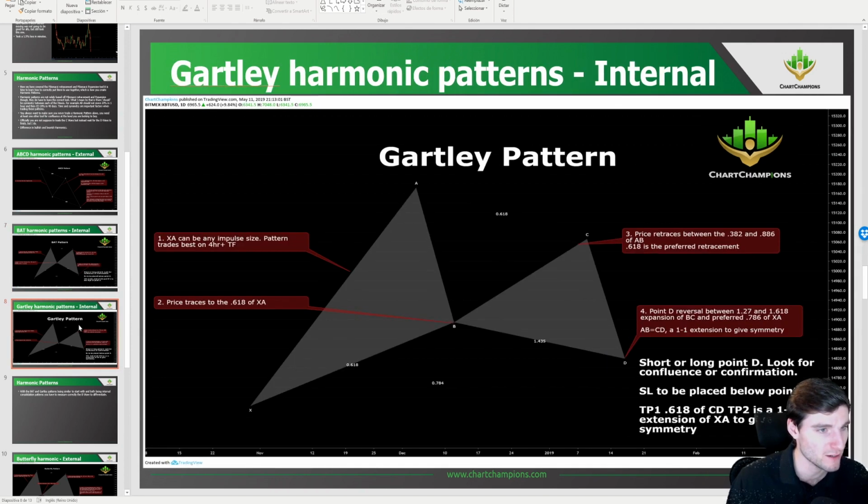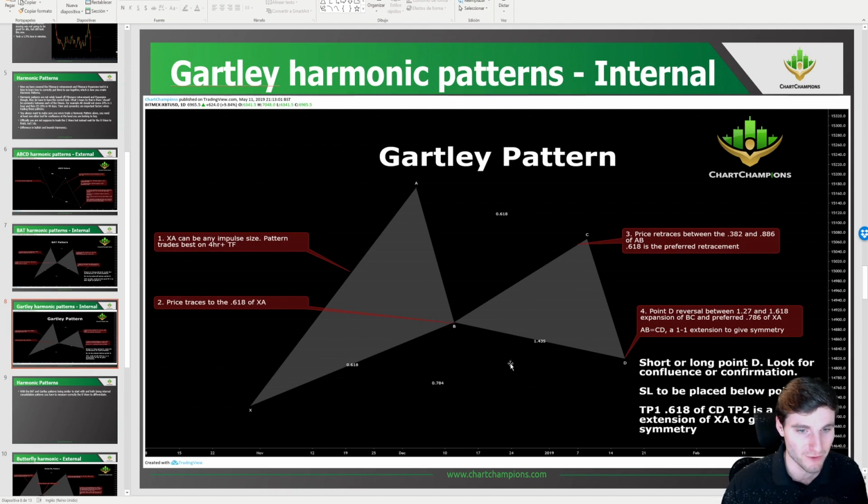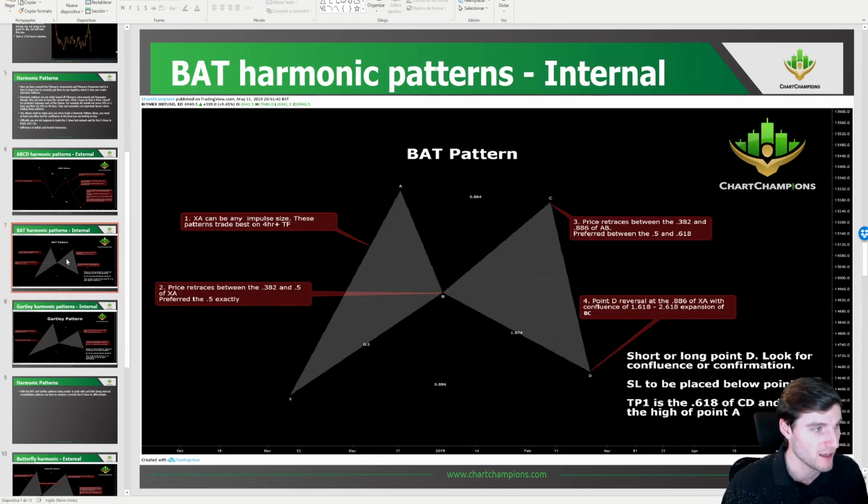Did I explain the Gartley? I don't think I got to the Gartley actually. I didn't, did I? Did I just skip straight past the Gartley? I literally can't remember now if I've just explained it. I haven't explained this one, have I? Wow, that's my mind going crazy there. Yeah, sorry, I skipped ahead.